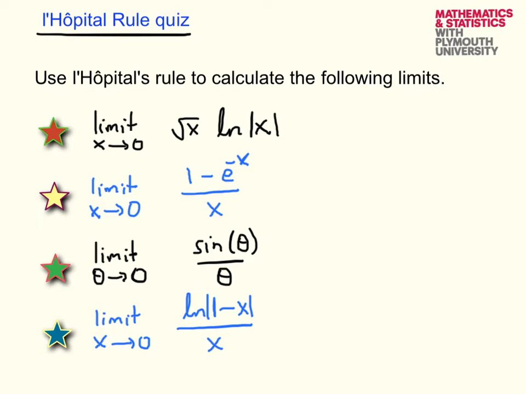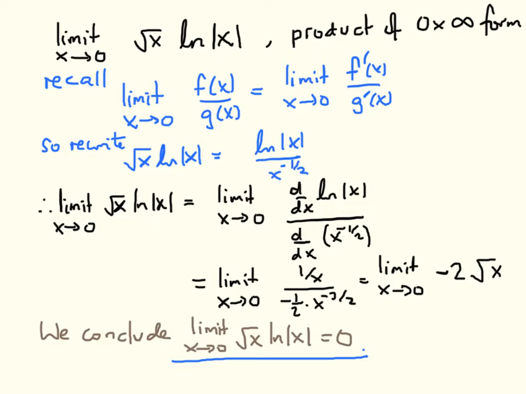Welcome back. Let's now look at the answer to the first question. So the first question has the form of a product of the square root of x multiplied by the log of x, and we're interested in the limit as x goes to 0. So this will approach 0 itself, but the logarithm of something which is approaching 0 is approaching minus infinity. So the form of our structure here is something which is going to approach 0 times infinity.